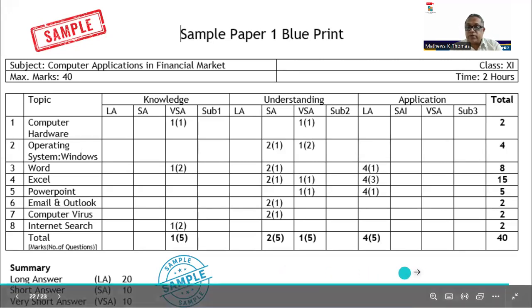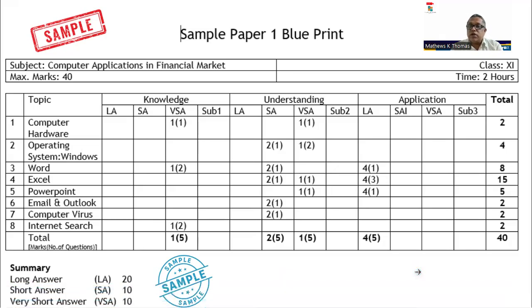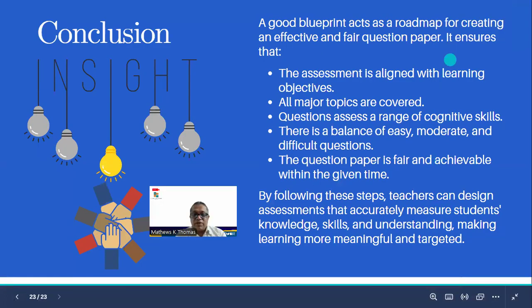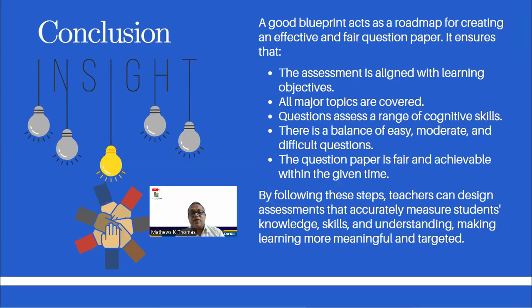So I hope the making of the blueprint is clear based on Bloom's taxonomy, and also what things you need to be careful about before making the question paper. I want to conclude by saying that a good blueprint acts as a roadmap for creating an effective and fair question paper. It always assures that our learning objectives are aligned with the learning outcomes. If the learning outcome and learning objectives are different, then the question paper doesn't serve any purpose.